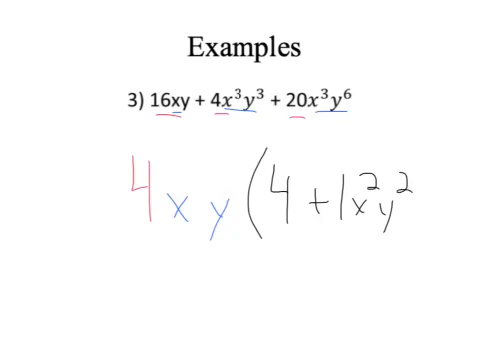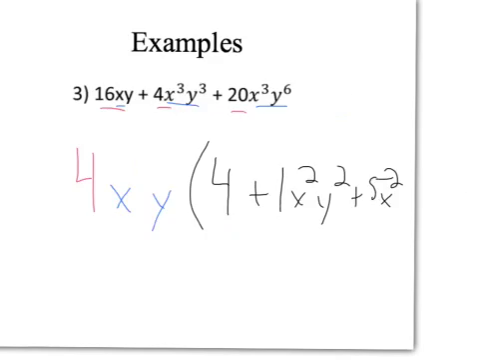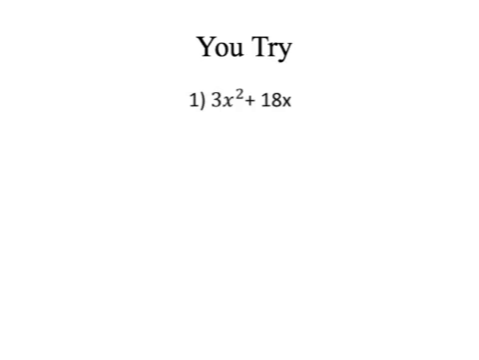And then last, I want to do 20 divided by 4, which gives me 5. I have 3 x's. I took one of them out. That means I only have 2. I have 6 y's. I took one of those y's out, so that means I have 5 left. Go ahead and pause the video and do the first you try.